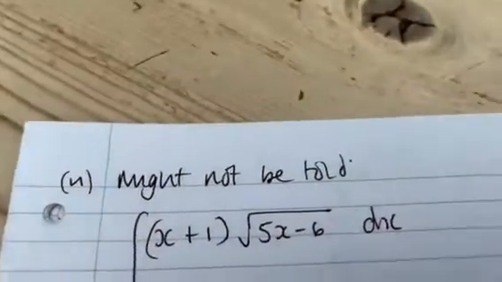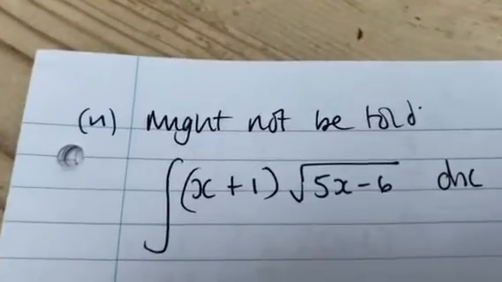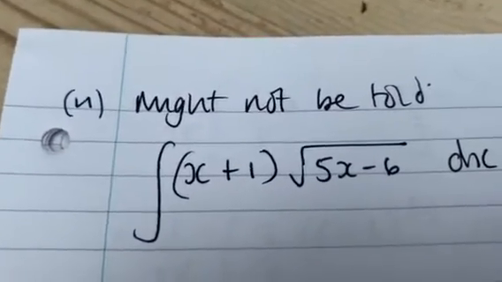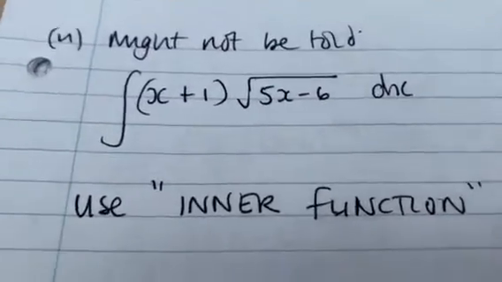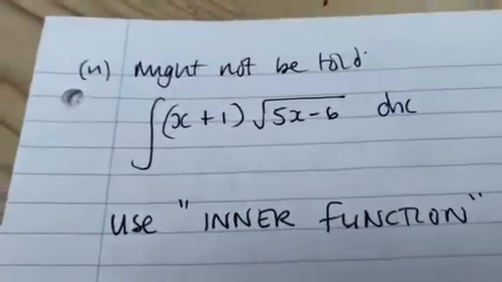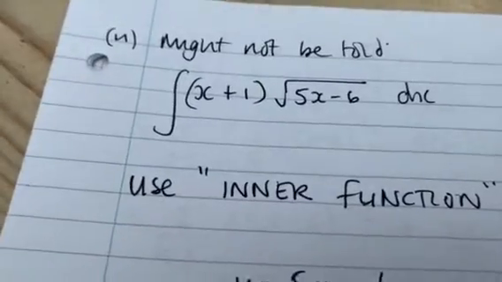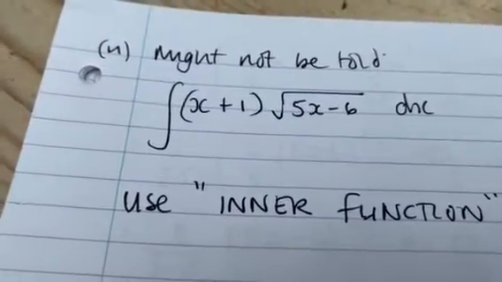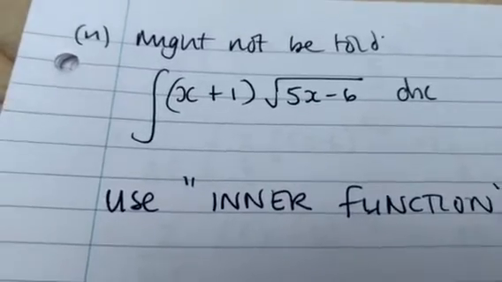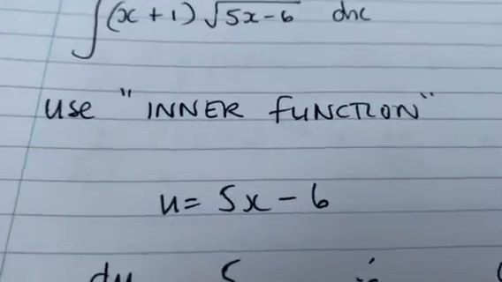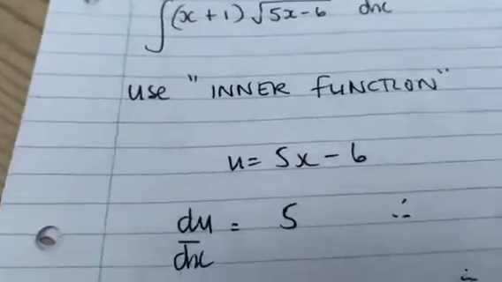You may not be told what substitution to make. That's much harder, and that's new to the A level. And here I've got one without limits. So we tend to use our inner function for our substitution, and our inner function would very definitely be the 5x minus 6. That's what's making this such a hard integral. So I'm going to let u equal 5x minus 6.